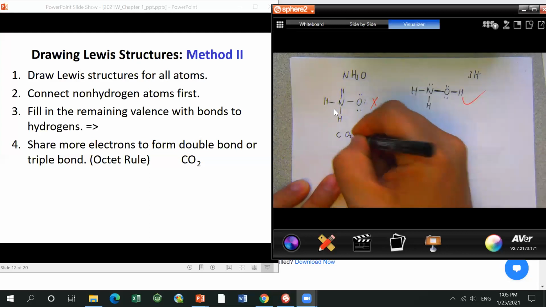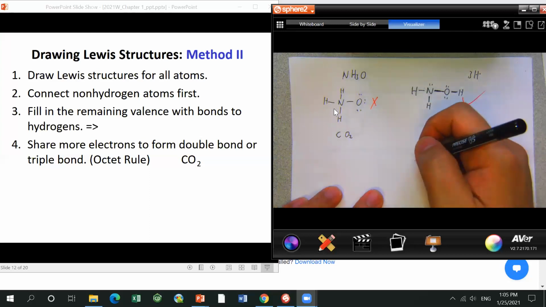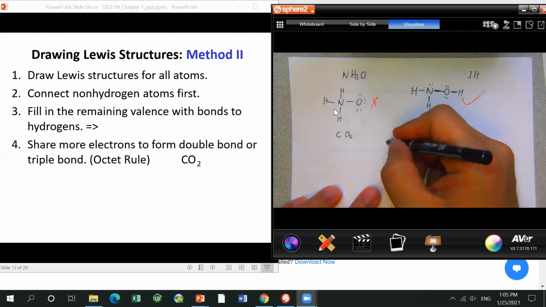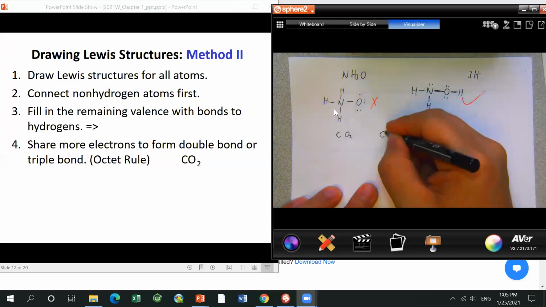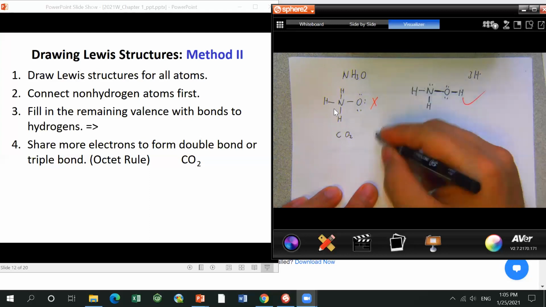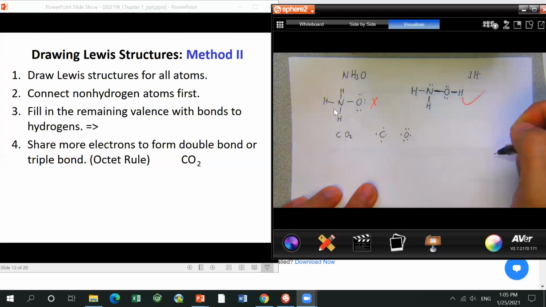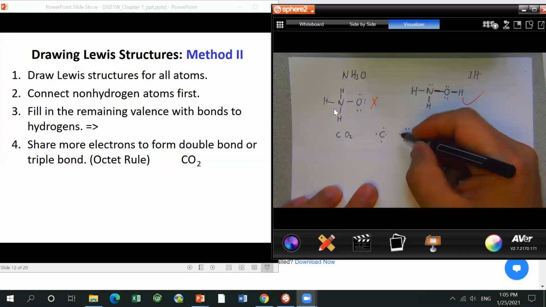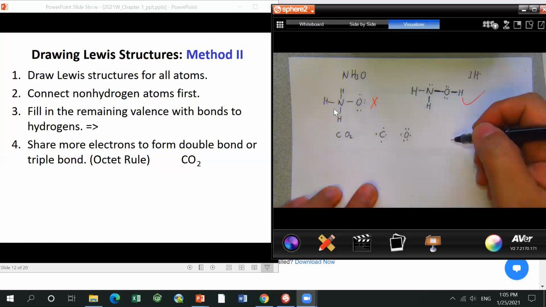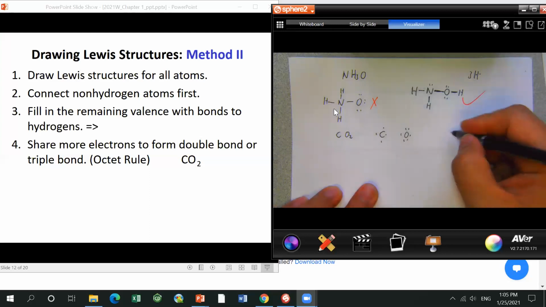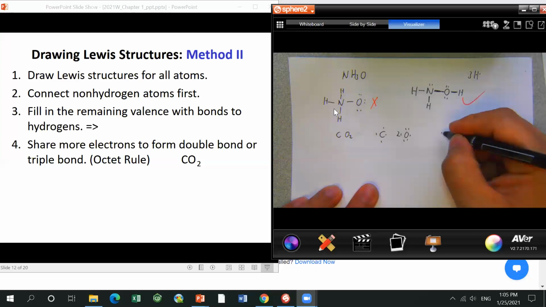For CO2, we drew the Lewis structure by method 1. We can also draw the Lewis structure by method 2. For CO2, we have carbon surrounded by 4 valence electrons, and oxygen surrounded by 6 valence electrons. We have 2 oxygens. Then we begin to build bonds. Carbon definitely connects with 2 oxygens.